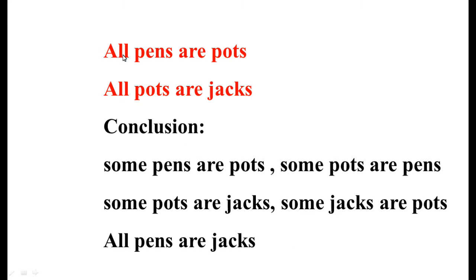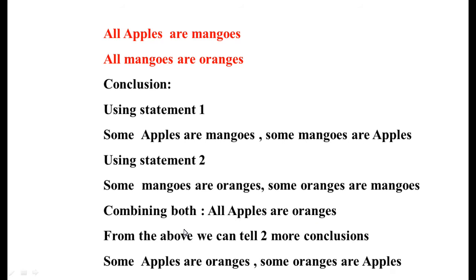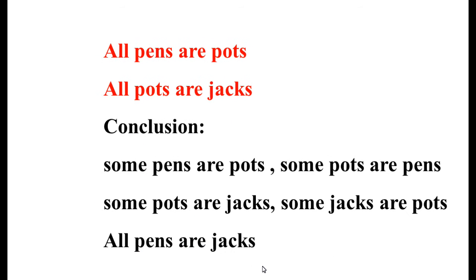And combining both, the conclusion we will get is all pens are jacks, because pots is the middle term and will disappear. And from this all pens are jacks, you can make 2 more conclusions. So some pens are jacks and some jacks are pens. In the previous question also I said 6 conclusions, but actually 7. Yes, I didn't count this all apples are oranges. So total 7 conclusions are available for this. And here also the same case, 7 conclusions are there.